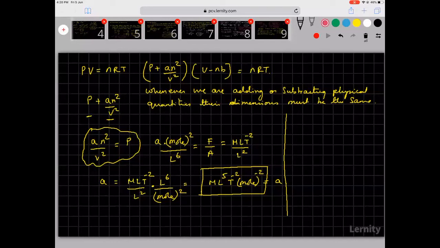Okay, so B should have the dimension of volume. Volume is L cubed. So L cubed should be equal to number of moles into B. So the dimensions of B must be equal to L cubed into mole power minus 1. Right? So this is the dimension of B. This is the dimension of A. Yes?